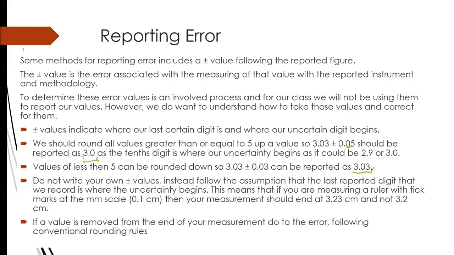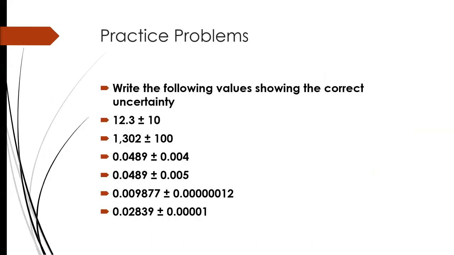As we're going through this, just make sure that on your exams, your quizzes, your lab reports, you're never writing your own plus or minus values, right? We're not doing that correct error propagation, and so you want to make sure that that's not how you're expressing them. If you drop off a value at the end of your measurement because of that error, like when we dropped off this 3, make sure you follow the rounding rules, so that way we're correctly expressing it.